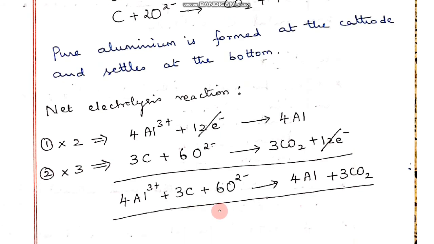What you have seen now is called the Hall-Héroult process, that is, the electrochemical extraction of aluminium. I have told you the necessity of this process: when alumina is made to react with the reducing agent carbon, it is not reduced to aluminium, it is just converted to carbide. That is the reason we are doing this method.